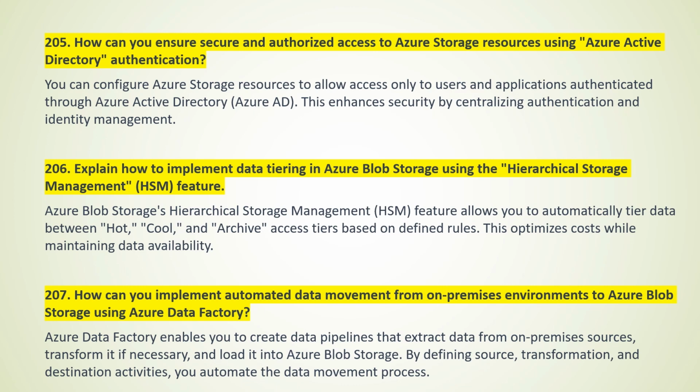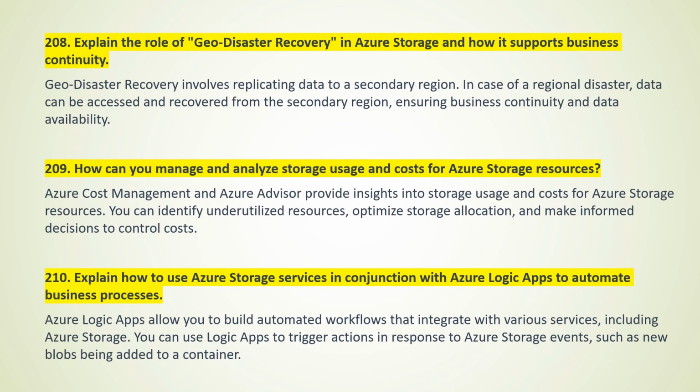How can you implement automated data movement from on-premises environments to Azure Blob Storage using Azure Data Factory? Azure Data Factory enables you to create data pipelines that extract data from on-premises sources, transform it if necessary, and load it into Azure Blob Storage. By defining source, transformation, and destination activities, you automate the data movement process.